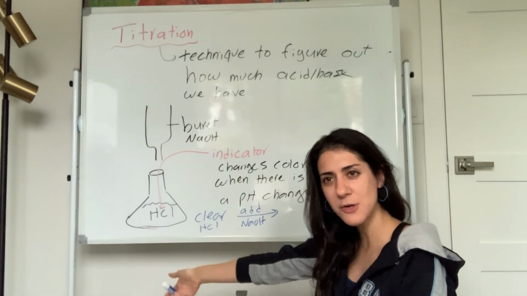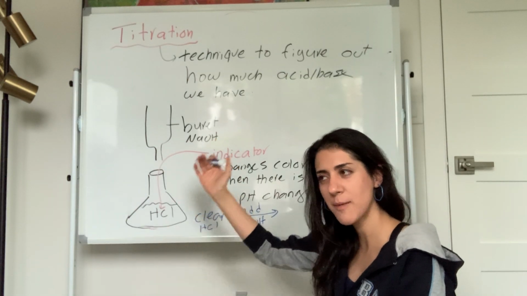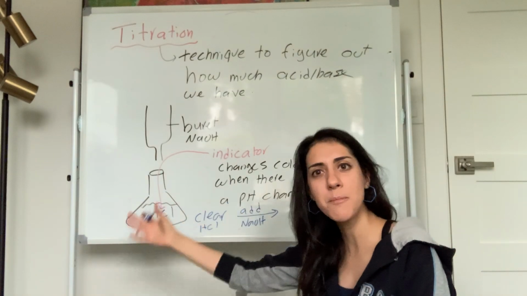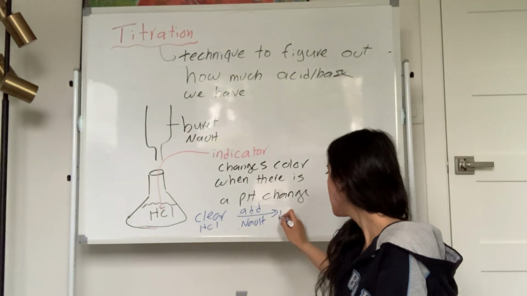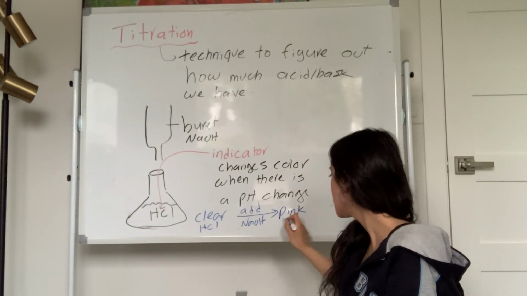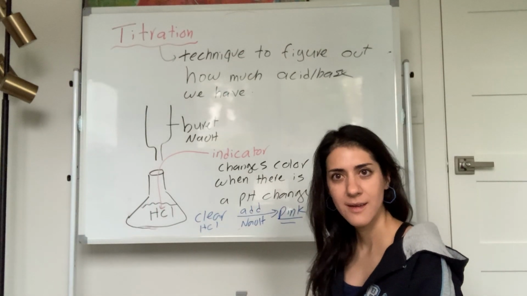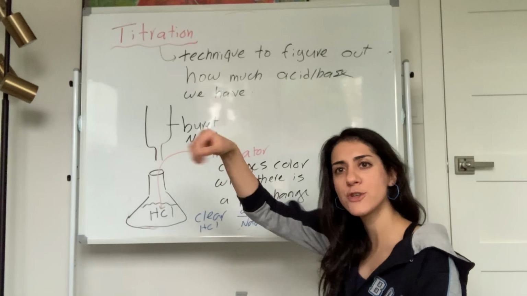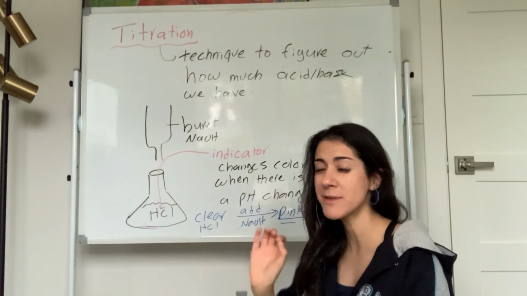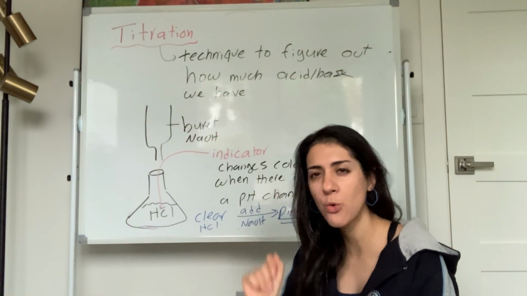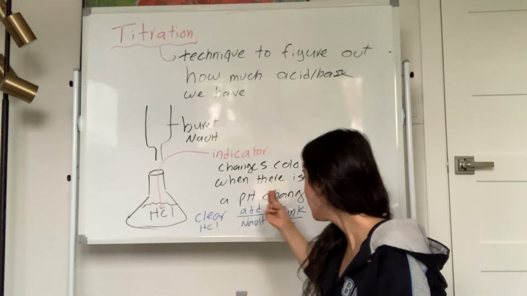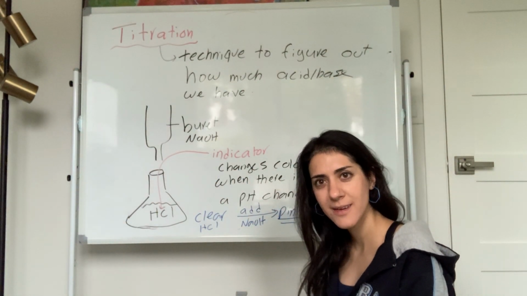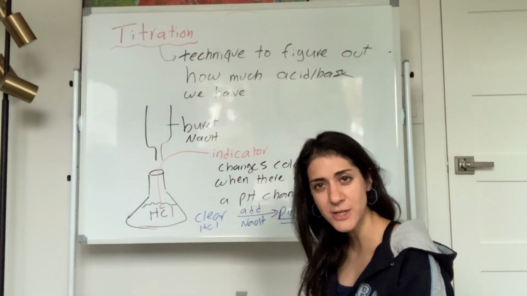You're going to keep adding NaOH, nothing happens, nothing happens, nothing happens, and then bam, the clear is going to turn into pink. And you have to make sure the pink stays. Sometimes when it turns pink, if you shake it around, it goes away. That means you're close, but not quite there. So clear is going to turn into pink. And then you're done with your titration.